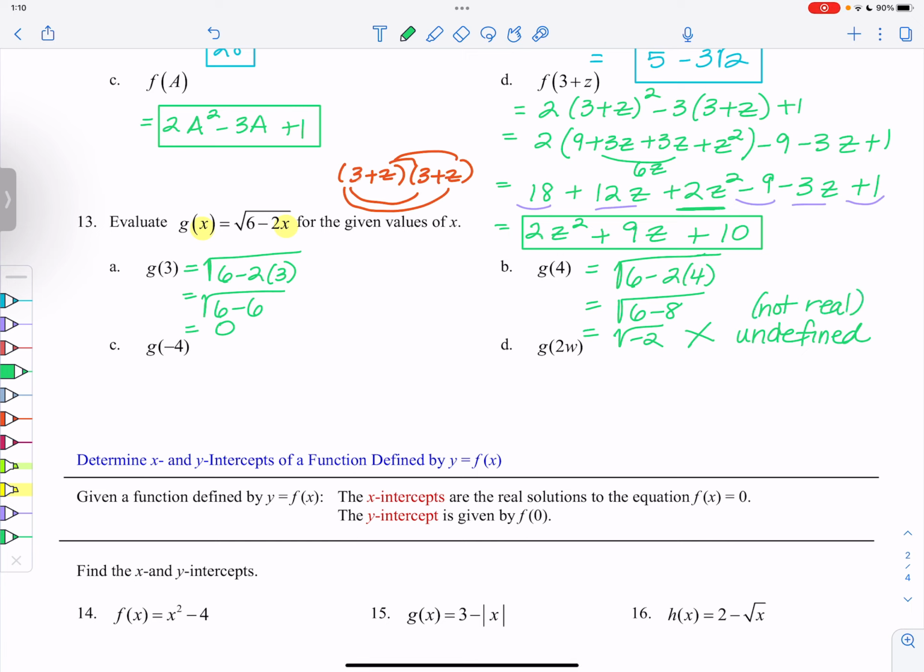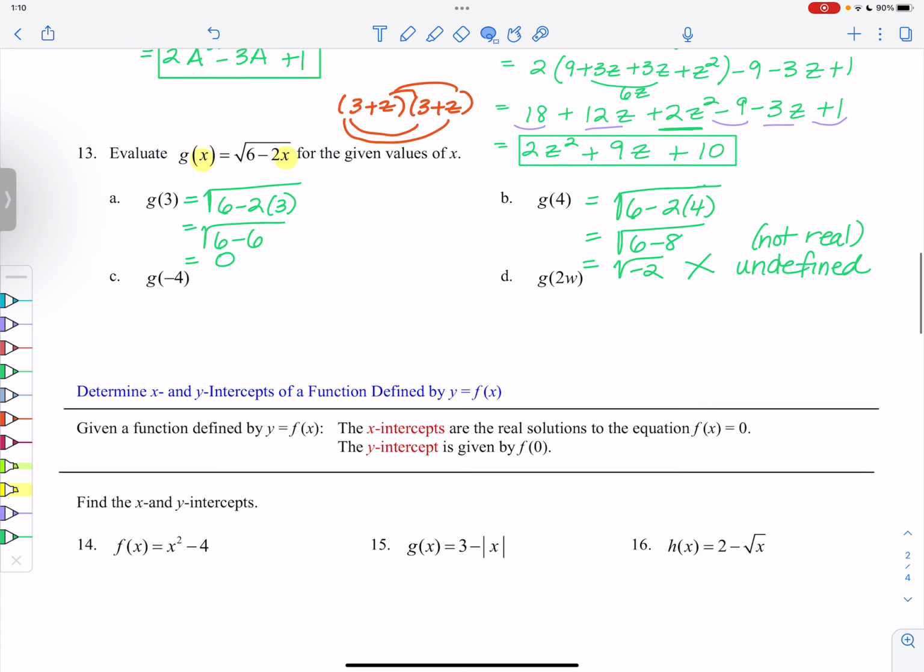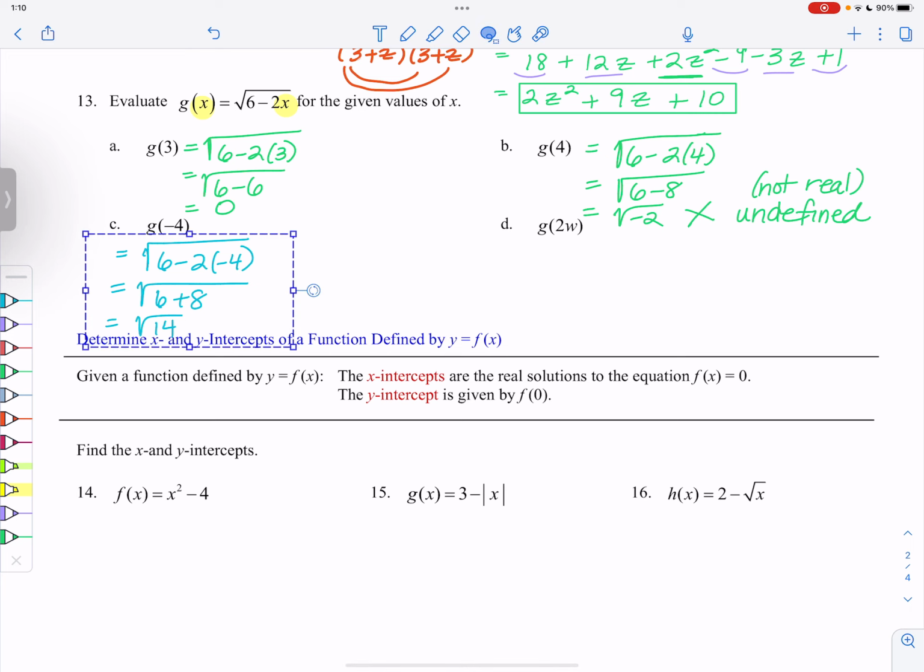Okay, the square root of a negative number is undefined. Okay, let's go to G. So here we're going to have G of negative 4. We have the square root of 6 minus 2 times negative 4. That's the square root of 6 plus 8, and we have the square root of 14, which we cannot simplify.